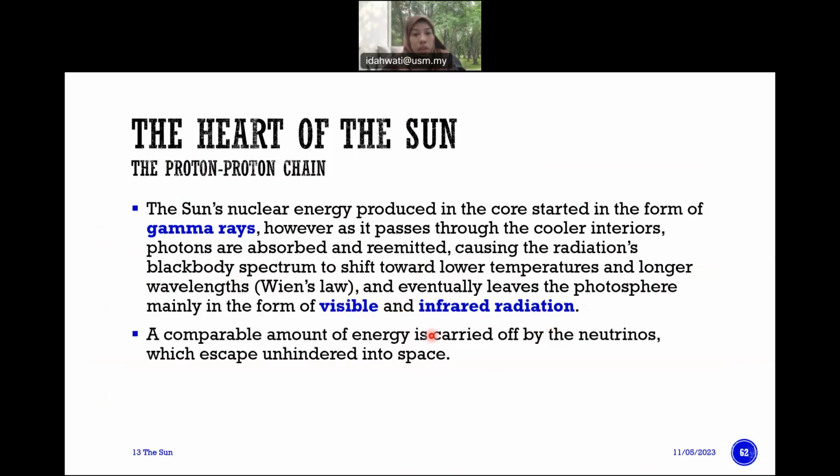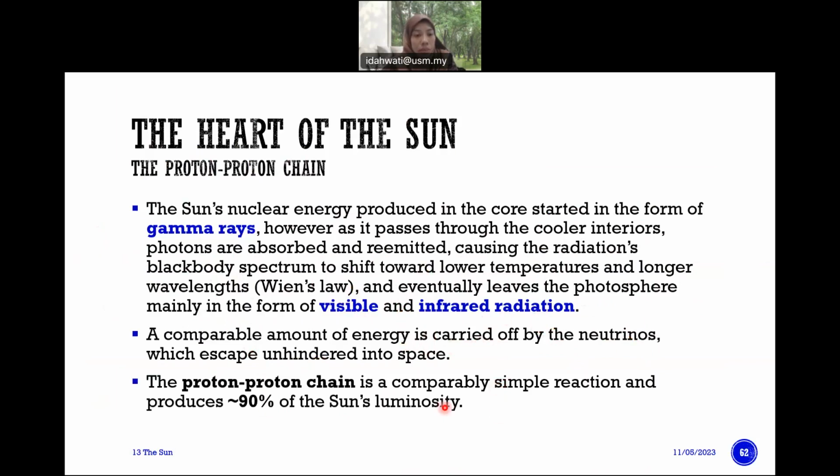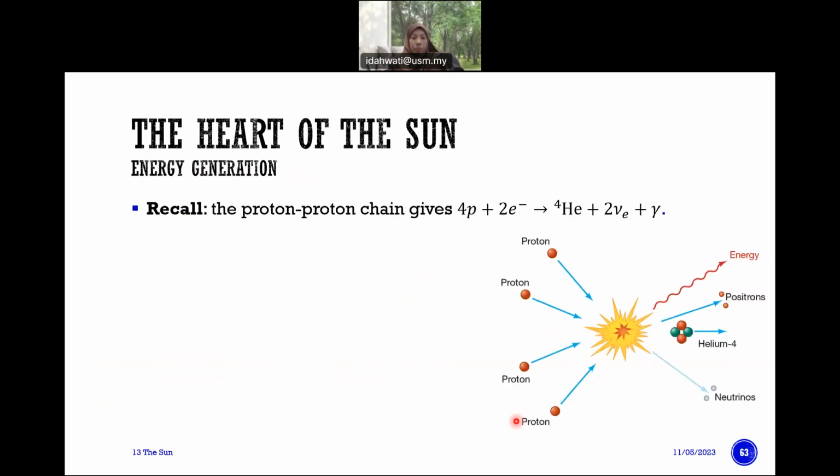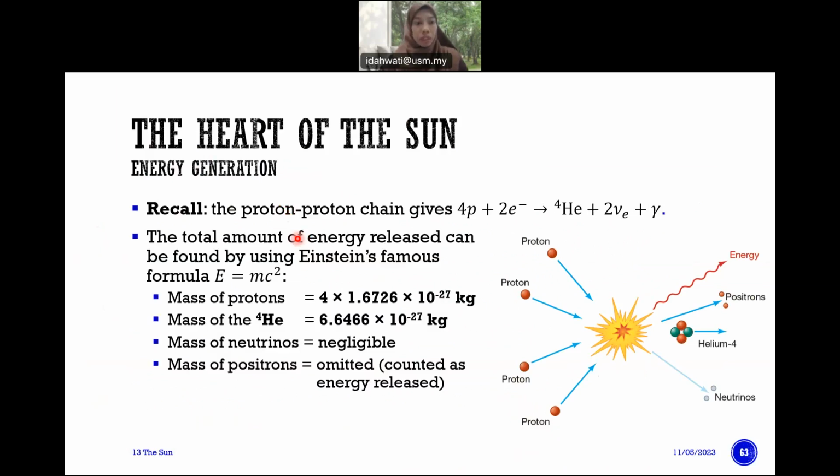So a comparable amount of energy is carried off by the neutrinos, which escape unhindered into space. The proton-proton chain is a comparatively simple reaction and produces almost 90% of the Sun's luminosity. So this is the energy generation for the PP chain. The total amount of energy released can be found using E = mc².